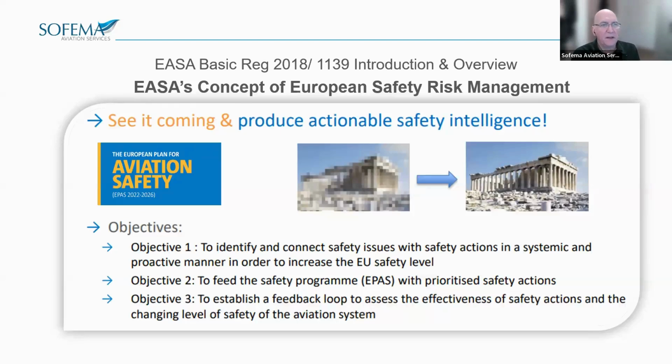So on a European level, in the context of EPAS, which is the European Plan for Aviation Safety, the intent of the EASA is to be proactive when it comes to safety. To look ahead, identify persistent or emerging risks in aviation, and put in place safety actions to deal with them, and then track the results to see if they're effective.